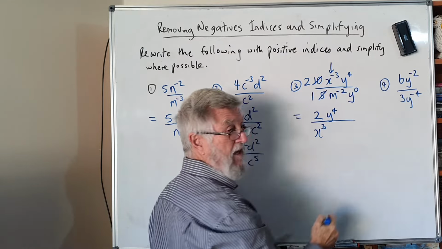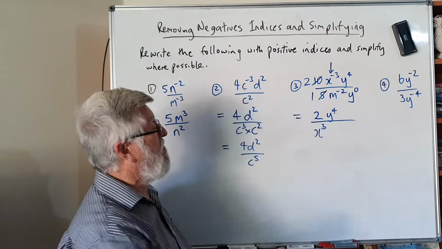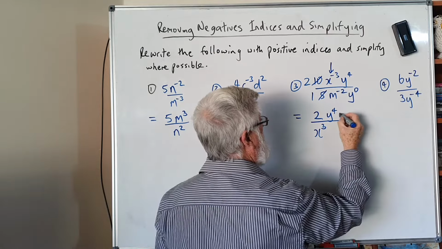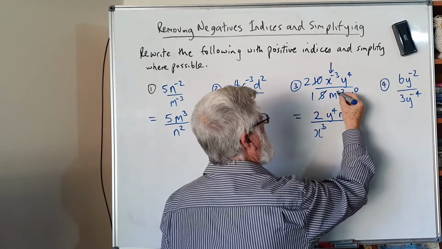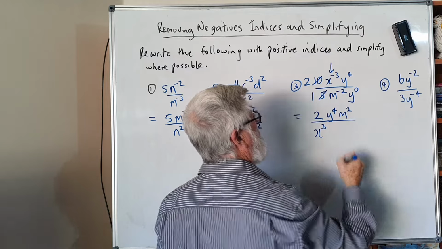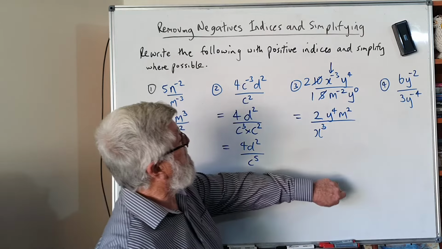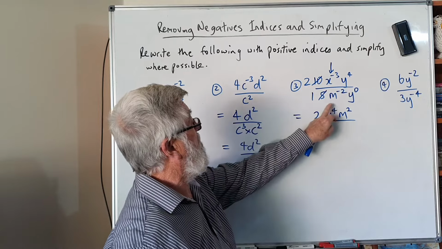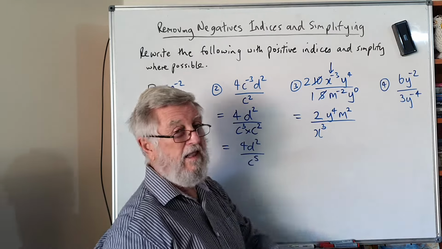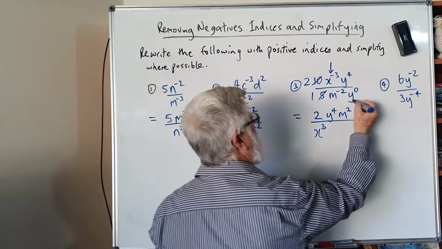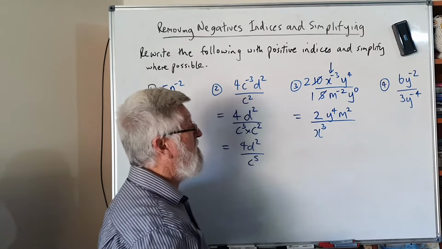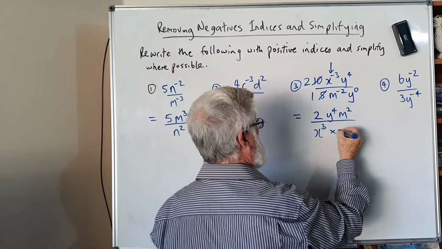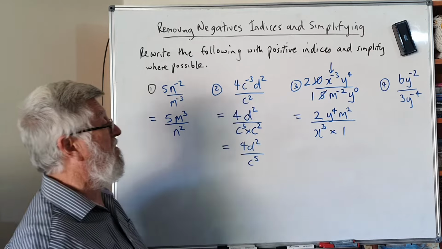What about this one down here? The m to the minus 2 on the bottom can move to the top, and if it moves to the top, the negative becomes a positive. So all we're doing basically in this question is cancel some numbers, move the x to the bottom, move the m to the top, and then the last trick here, which people forget about: y to the 0 means 1. So if I wanted to, I could write that as times by 1. Don't have to, but I can write it there.